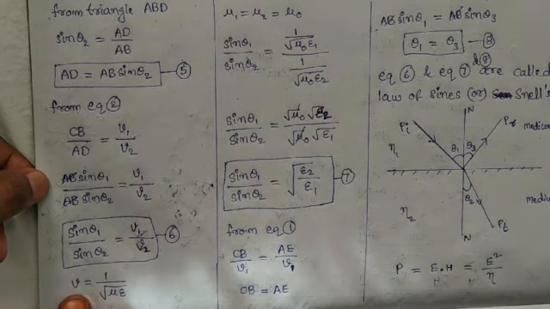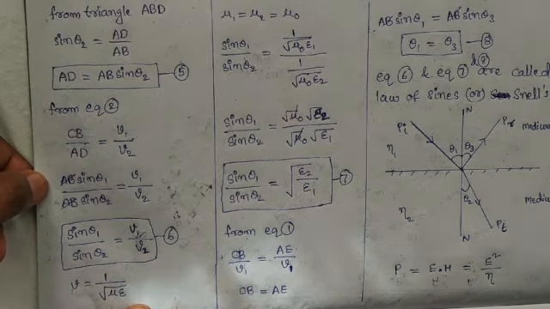Here, how to determine the velocity of propagation? V is equal to 1 by square root of mu epsilon.